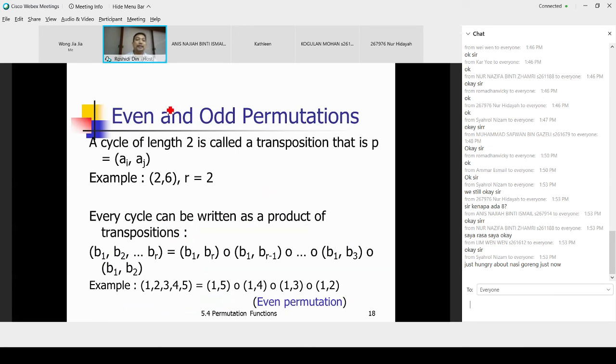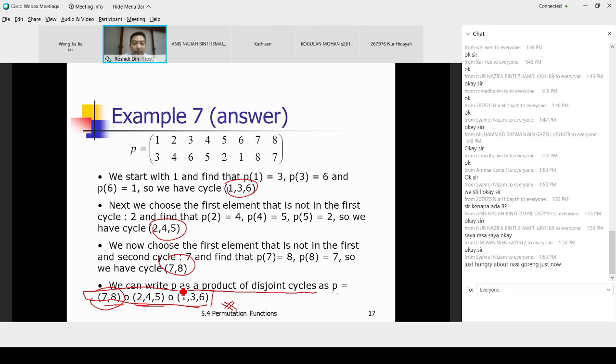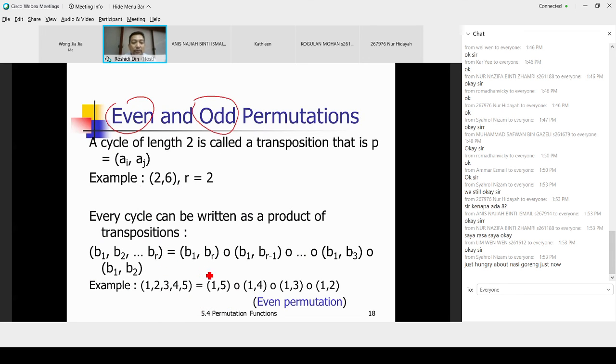Another idea is even and odd permutation. How do we know even and odd permutation? Based on the relation. For example, once you get the product of disjoint cycles of P, you count how many are involved here: 1, 2, 3, 4. It means even, so we call it an even permutation.